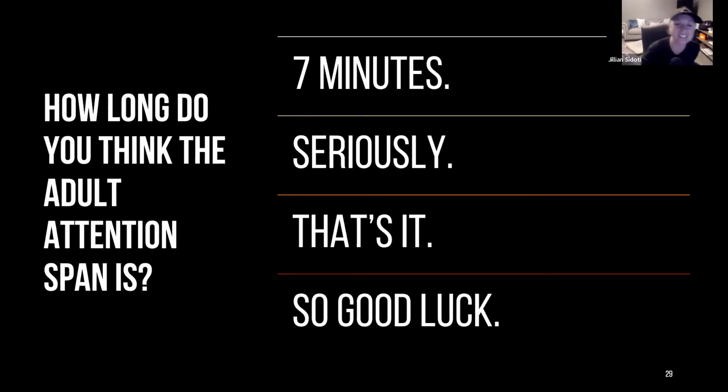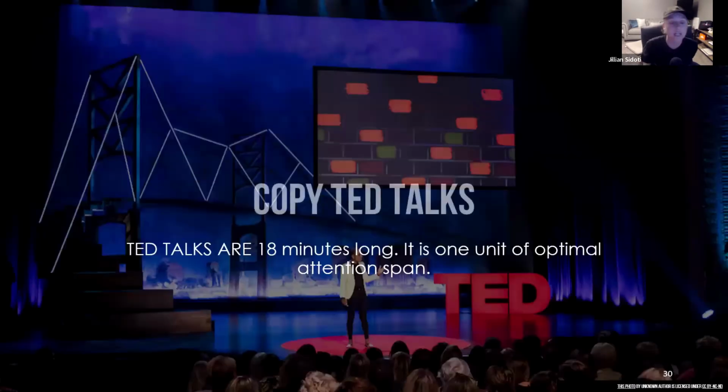That's how long the adult attention span is. 7 minutes. So you've got to keep them engaged, and then you've got to reset and re-engage, reset, re-engage. So how long should it really be? What I want you to do is copy TED Talks. TED Talks are 18 minutes long. It is 1 unit of optimal attention span.